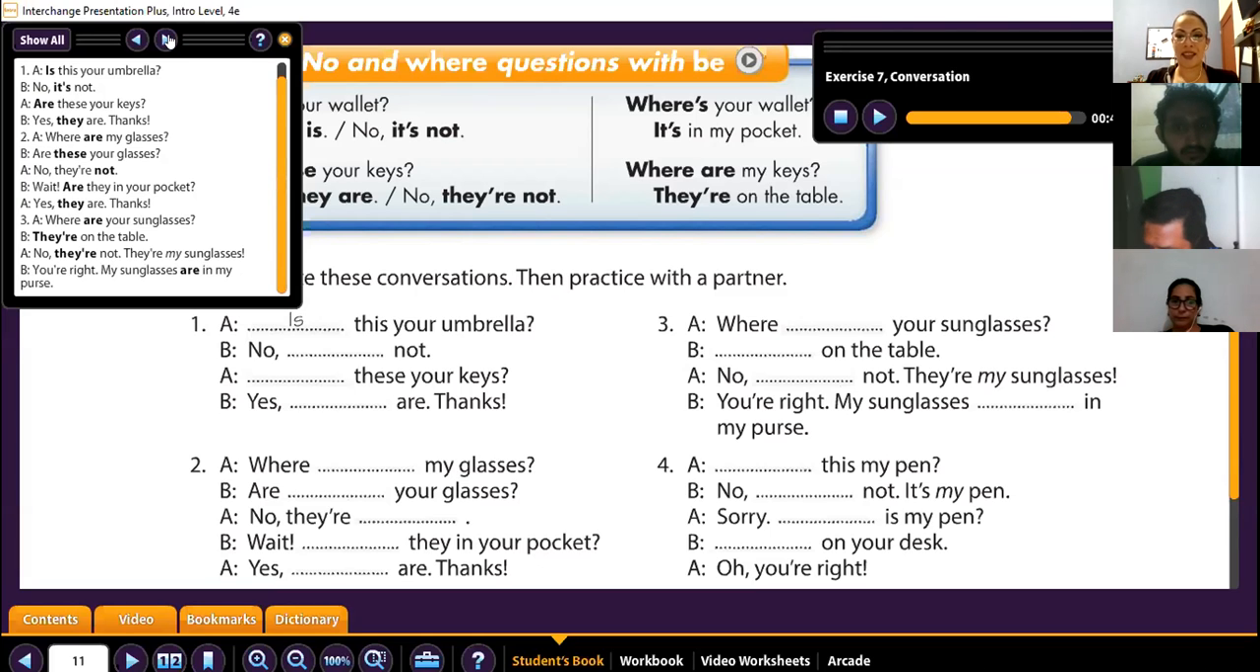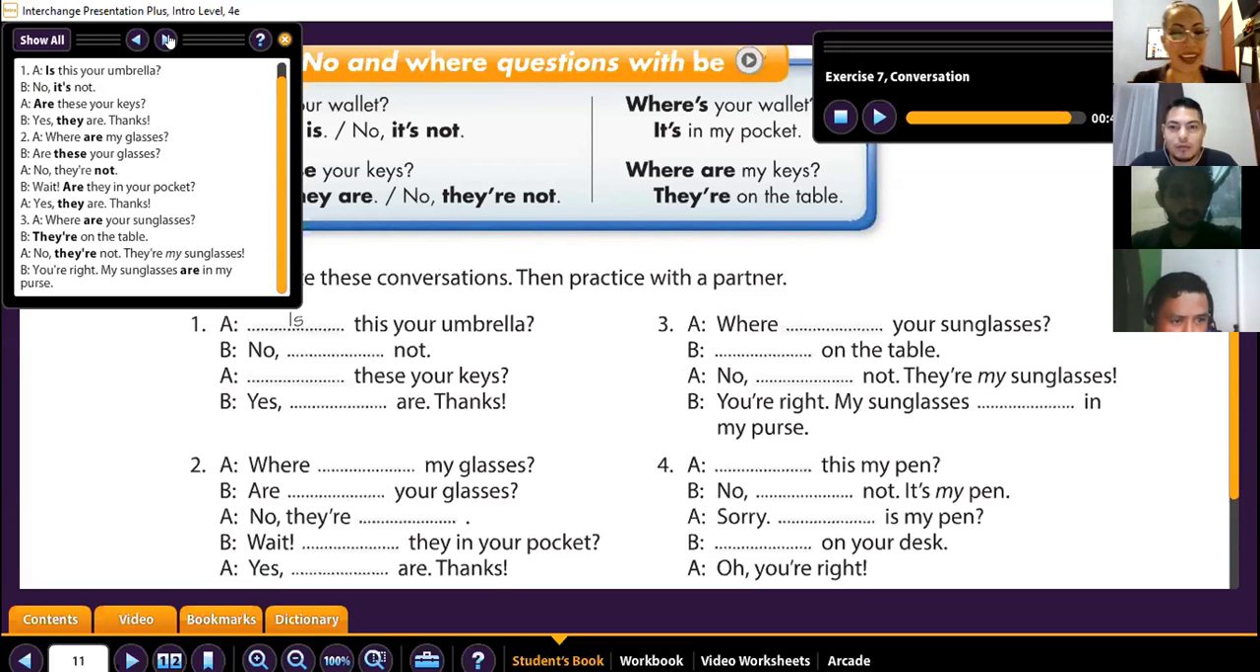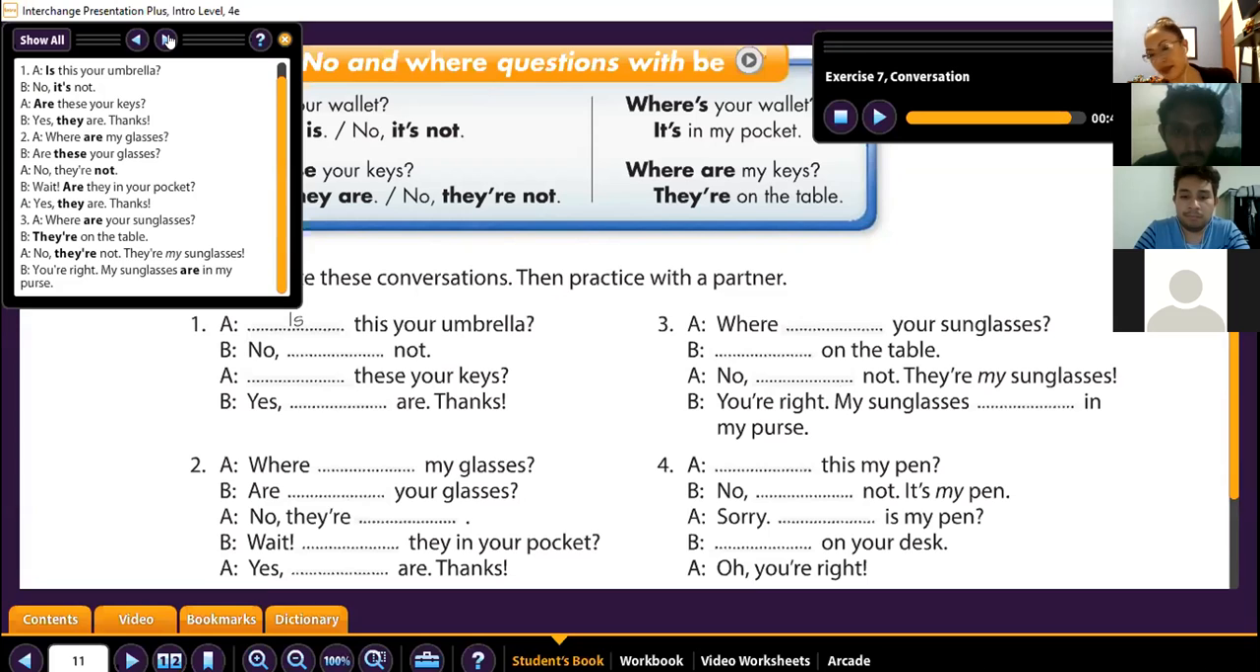Very good. Let's continue practicing. Let's repeat. Where are your sunglasses? They are on the table. No, they are not. They are my sunglasses.